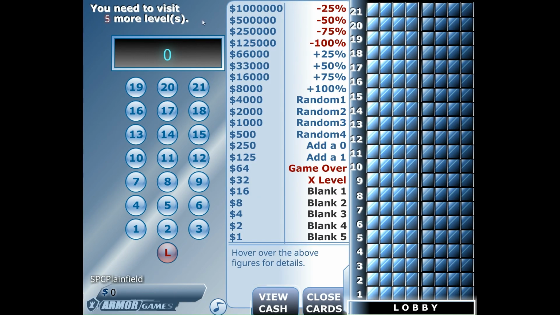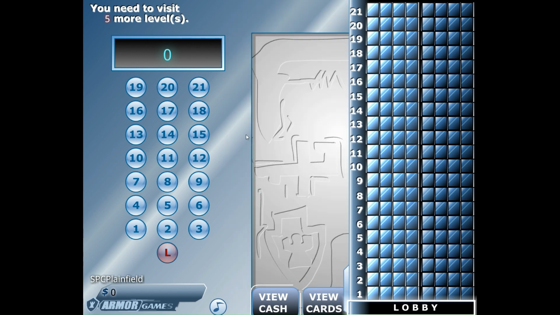So let's pull the cash board up. So here's what we're going to do. We're actually going to multiply all of these values on the side here by 10. So it's not going to be $1, it's going to be $10. So $20, $40, $80, $160, and so on and so forth. So every amount here will be multiplied by 10. That excludes the percentages, the randoms, the add a zero, add a one, all that stuff. So only cash amounts here will be multiplied by 10 for this special occasion.